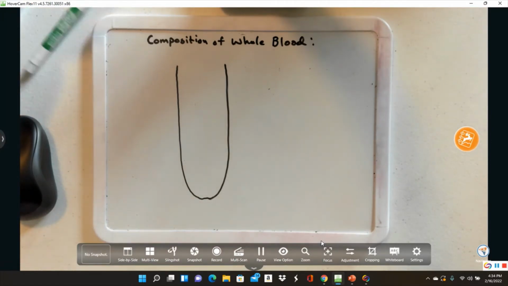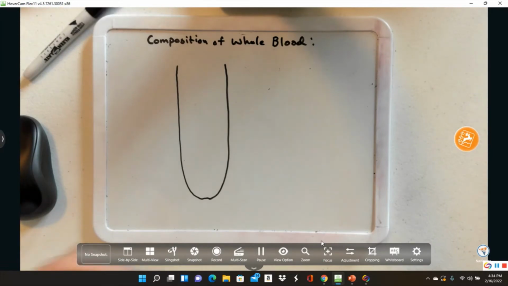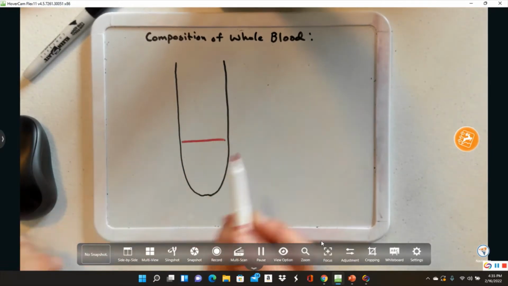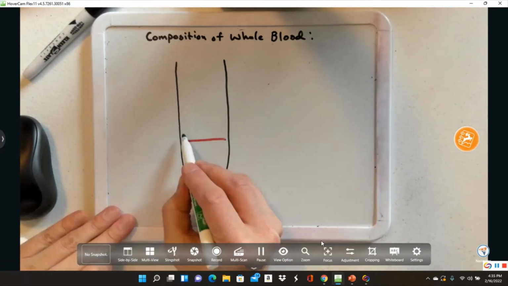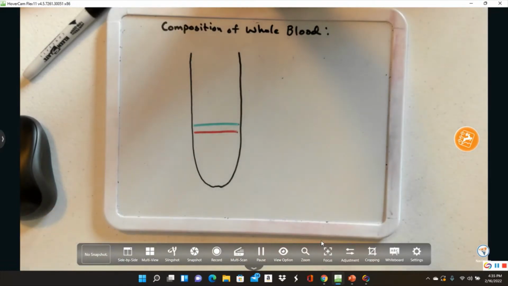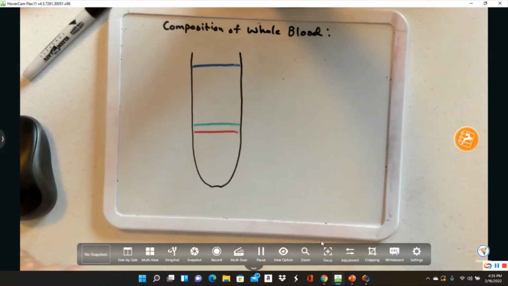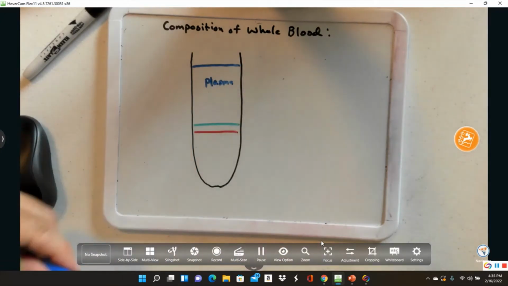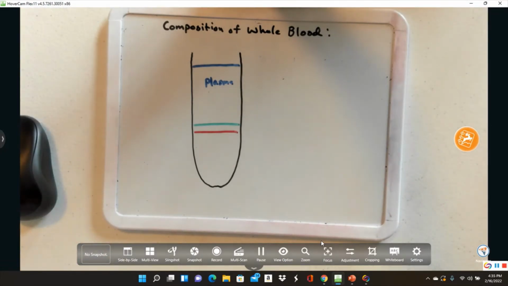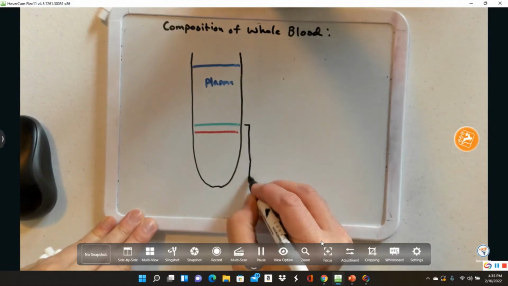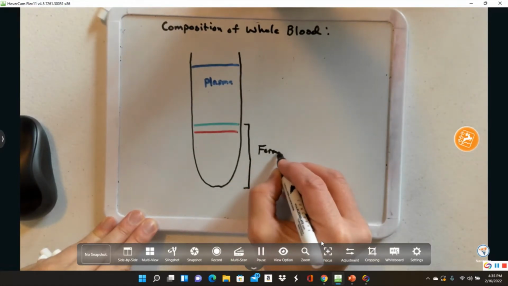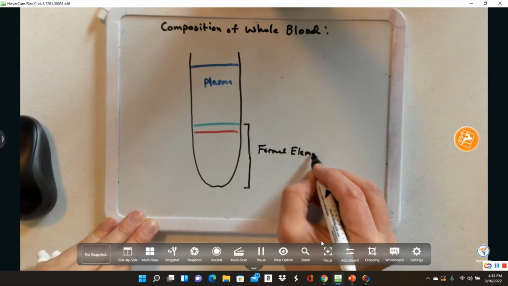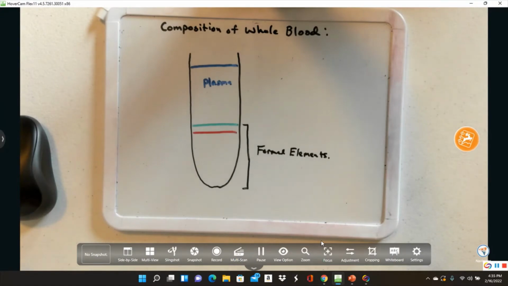Since I don't have all the colors I'd like to have here with me, I only have the 3 primary colors and black. And we'll use blue for the other one. Now, what we're going to see is plasma, and we're going to see what are called formed elements. These are the 2 major components of overall blood: formed elements and plasma.